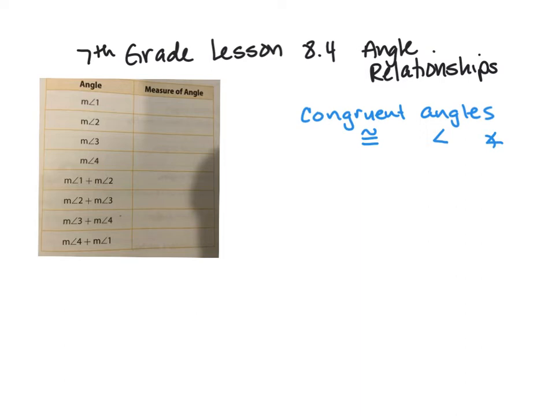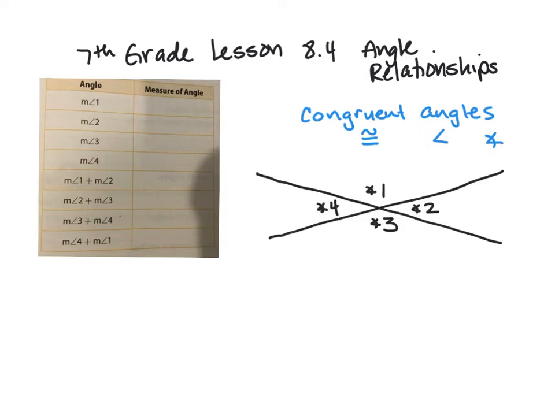Okay. This part of the lesson, they say, go ahead and use a ruler, draw a pair of intersecting lines, and then label each angle from 1 to 4. So I'll do that now. Okay, so I've drawn two intersecting lines. They intersect here. I've labeled them angle 1, angle 2, angle 3, and angle 4, like they asked.